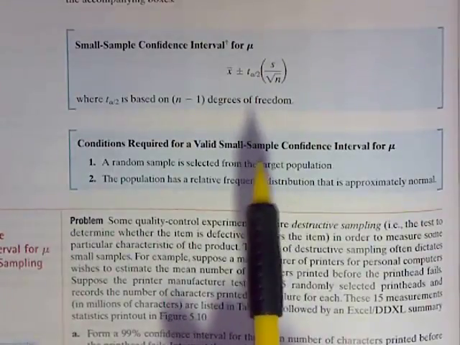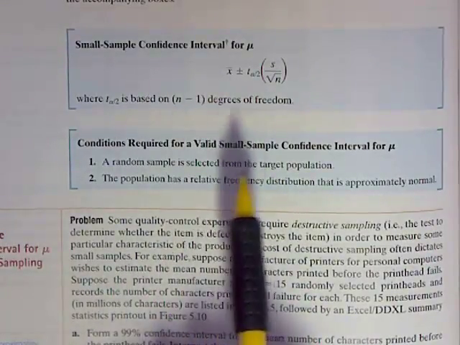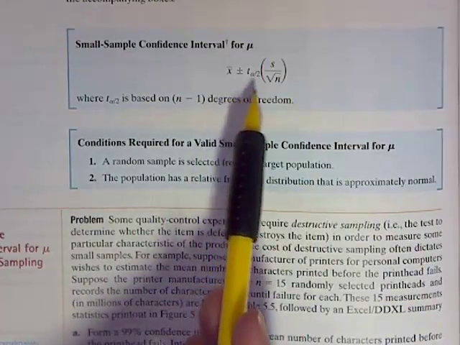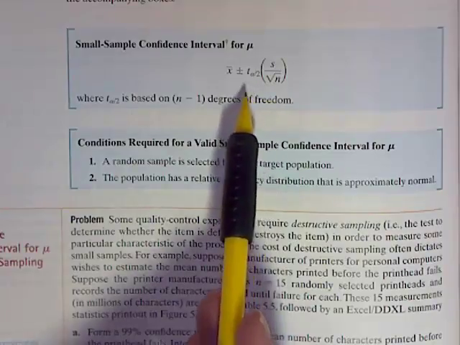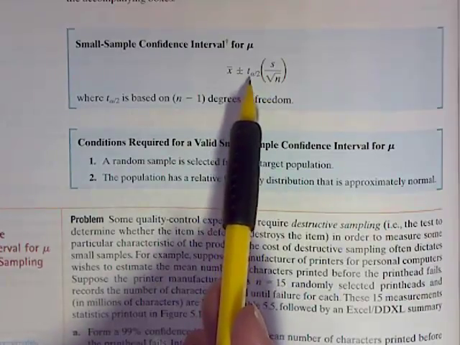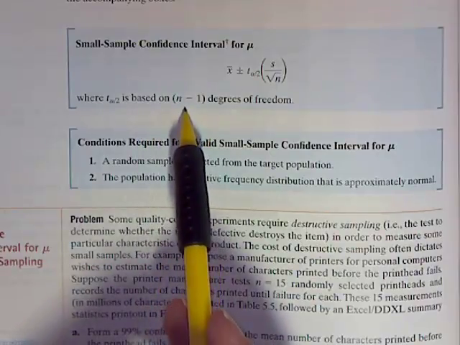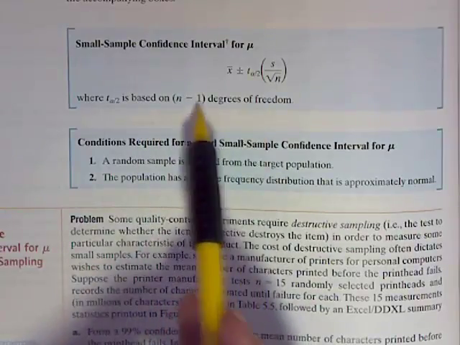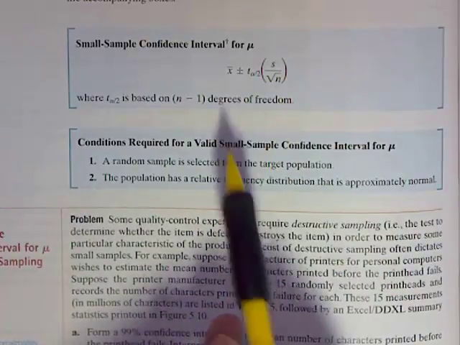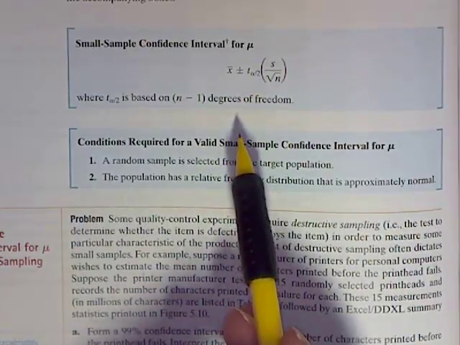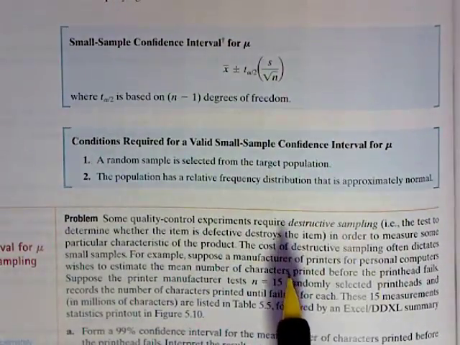Let's solve a few of these problems involving a small sample confidence interval. Let's use this formula, which is very similar to the large sample confidence interval, but instead of a z, we have a t alpha over 2, where t alpha over 2 is based on n minus 1 degrees of freedom, where n is the sample size. There's the sample size there, n, and the confidence interval that we're interested in, 90%, 95%, 99%, etc.